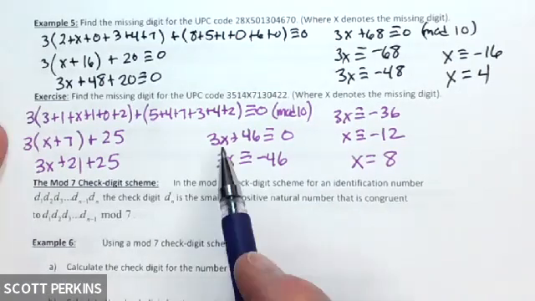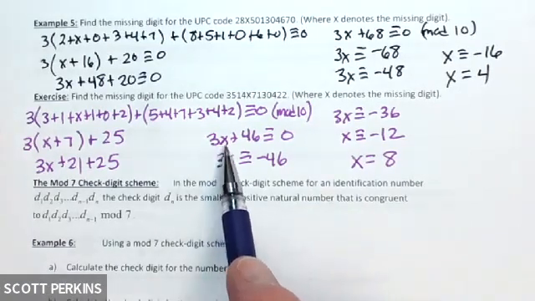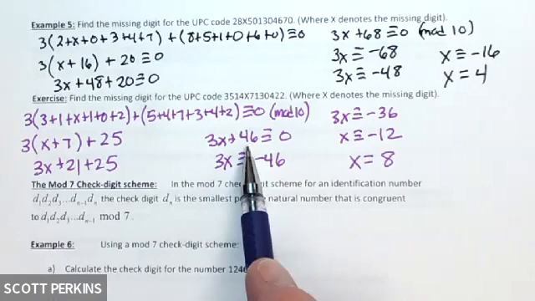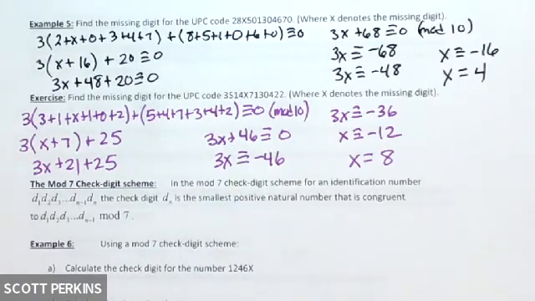So again, if you were over here, 3 times 8 is 24. 24 plus 46 is 70. 70 is divisible by 10. There you go. That's UPC codes in brief.